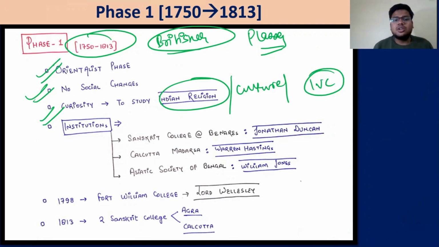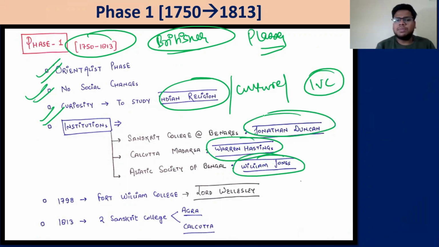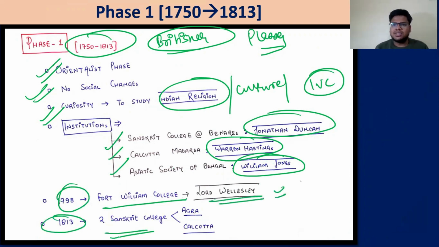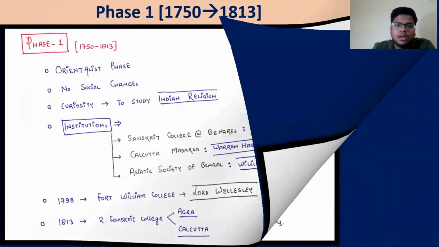So they have institutions such as the Asiatic Society of Bengal, William Jones, Calcutta Madrasa, Warren Hastings, and Jonathan Duncan. These are the people we will see institution-wise. In 1798, Fort William College was set up by Lord Wellesley. In 1813, two Sanskrit colleges were set up. So you can see a lot of efforts being taken, not to educate Indians, but to open some institutions with respect to the Orientalist phase. No direct participation or money is coming into being.